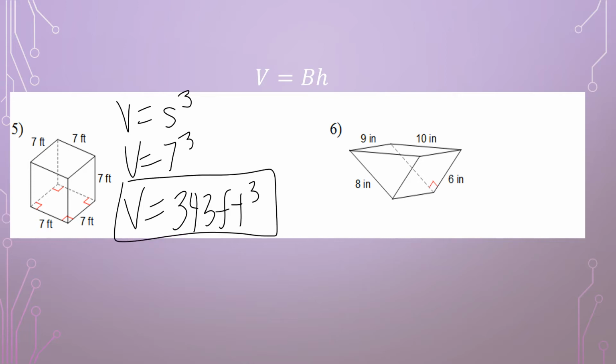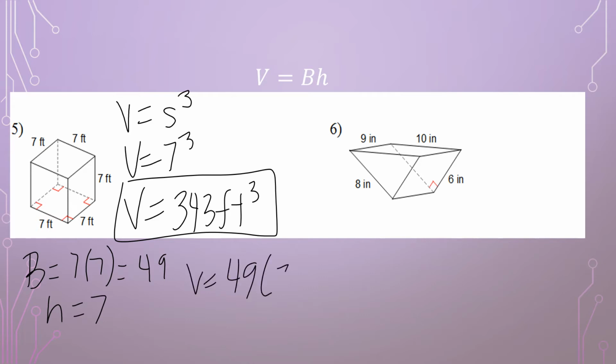You can also do it the long way, like figure out your base, which is 7 times 7, and you get 49. And then figure out the height, which is also 7, and then plug it all in and do 49 times 7. You're getting the same exact answer, just the first way is a little bit quicker. For the next one, it is a triangular prism again. So if you guys want to pause the video and then try this one on your own, that would be great.